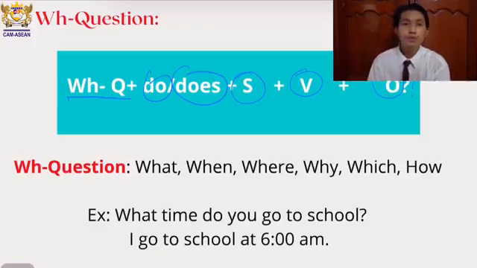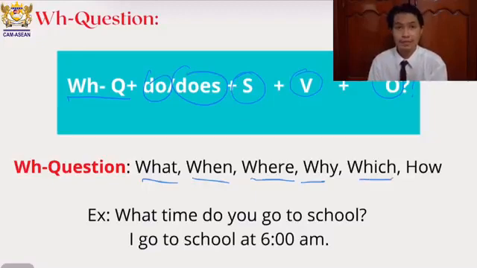So we know the rules of do and does. Do is for plural nouns or plural pronouns, just for plural subjects, and does is for singular subjects, right? Okay, so WH questions, what are they? They are what, when, where, why, which, how, okay? So these are WH questions.